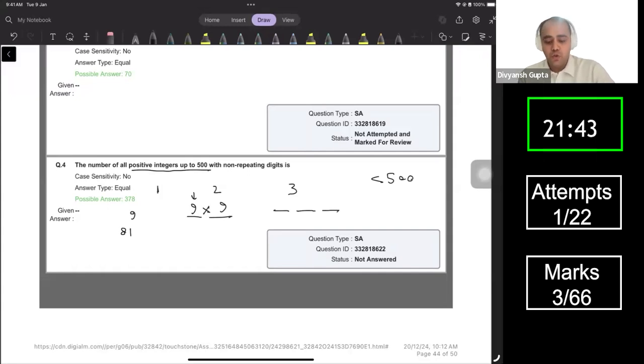For a three-digit number, you might be tempted to put 9 here. But remember that your number needs to be less than 500, which means the only options that you have are 1, 2, 3, and 4. So you'll have 4 options here.